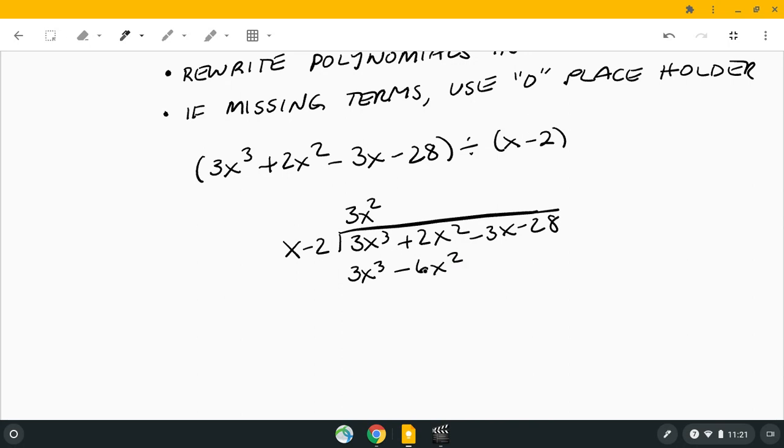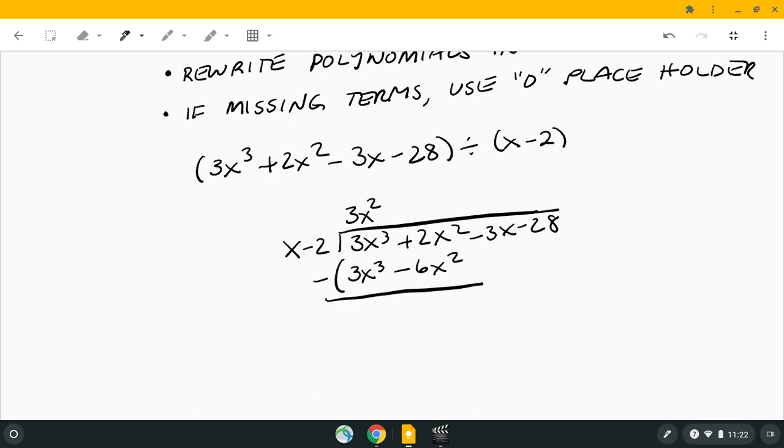You see here these match, right? These are both x squared. That's why it becomes important that they are in order. And it's important to use a placeholder if you're missing any terms. So if we didn't have an x squared term, we would need a 0x squared. That way the terms all line up.